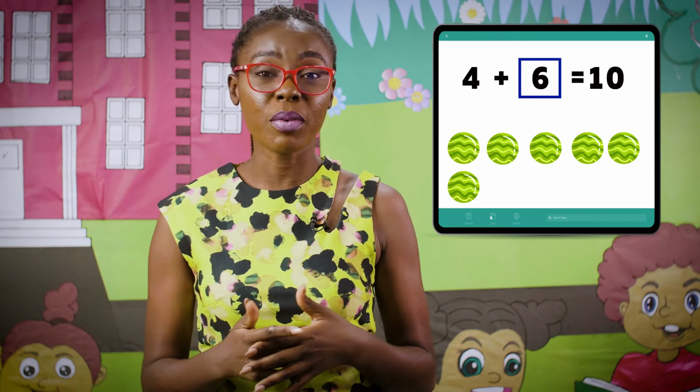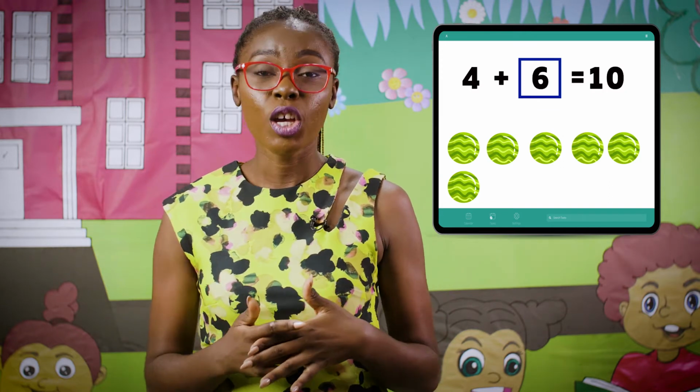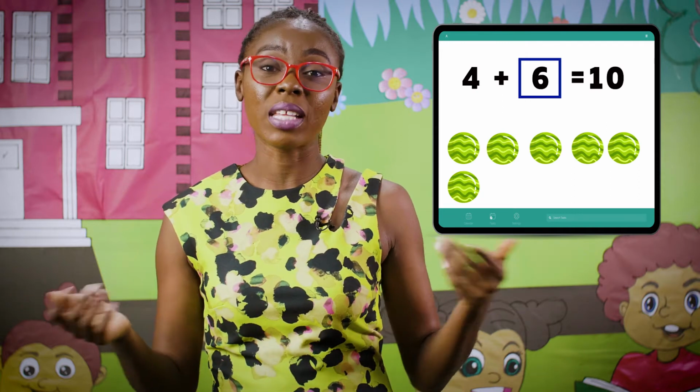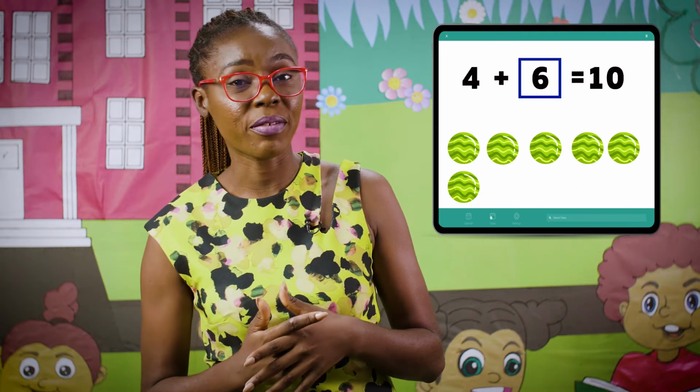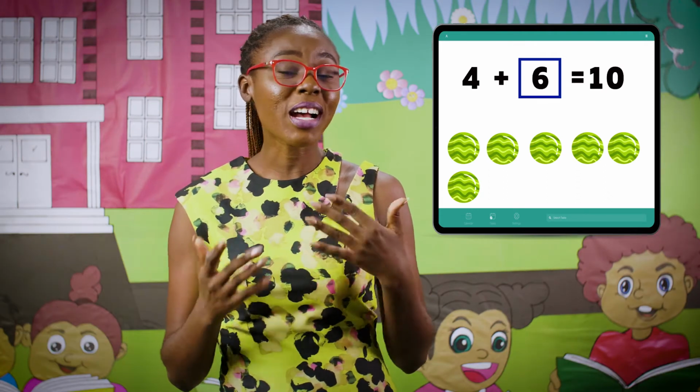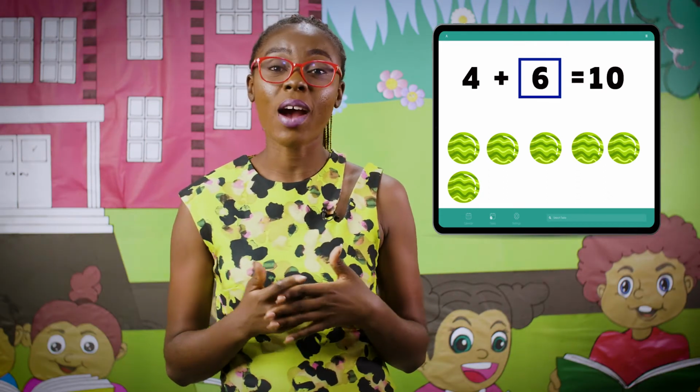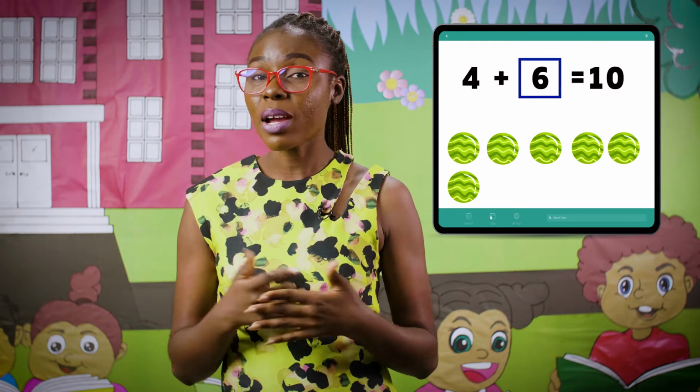Remember, to find the number that is supposed to be in the missing box, you have to draw the number of bubbles for the answer, then cross out the number of bubbles for the number you have. After then, you count the remaining bubbles to get your answer. Now let's try another question.